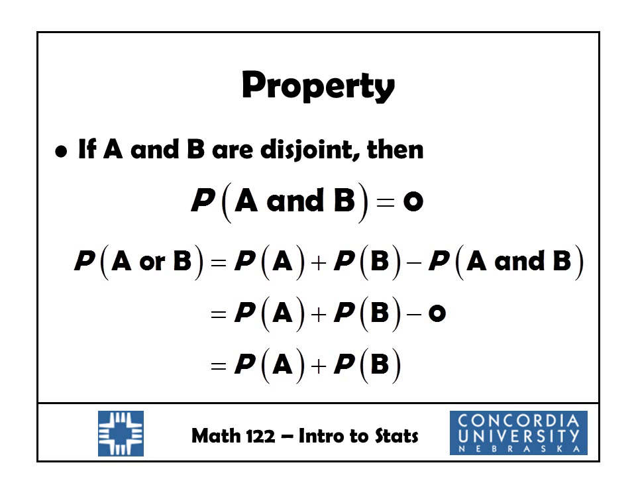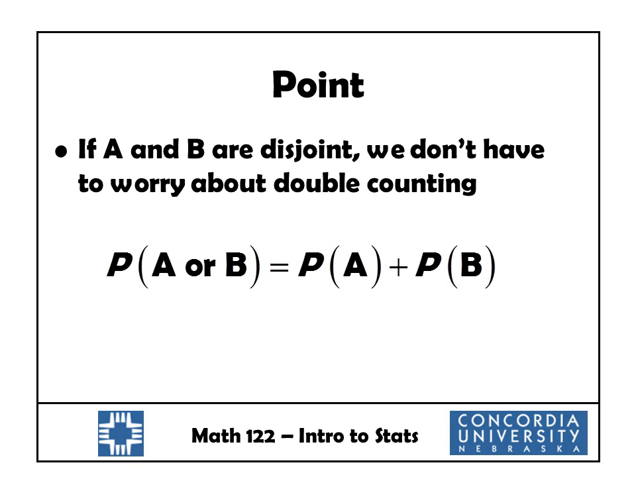Now, this is special because in the case of disjoint events, our addition rule is simplified. Here in the first line is our original addition rule. P of A or B is P of A plus P of B minus P of A and B. Well, if they're disjoint, then P of A and B is 0. If we subtract 0, it doesn't change anything. And so our formula simplifies down to P of A or B is equal to P of A plus P of B. We don't have to subtract because if they're disjoint, we don't have to worry about double counting, and our formula simplifies down to something that's very easy to use.